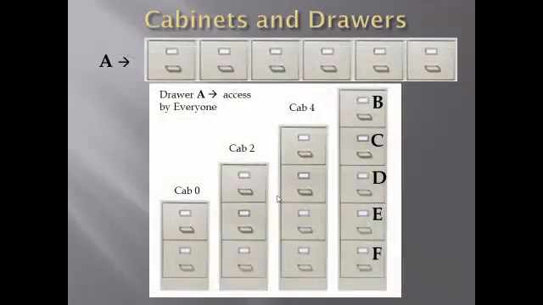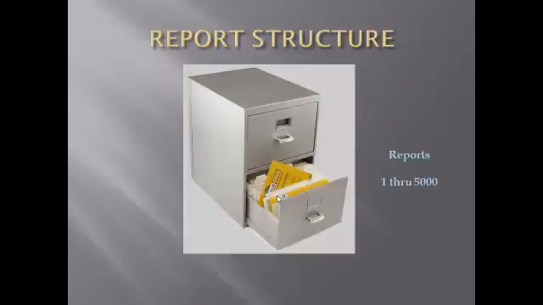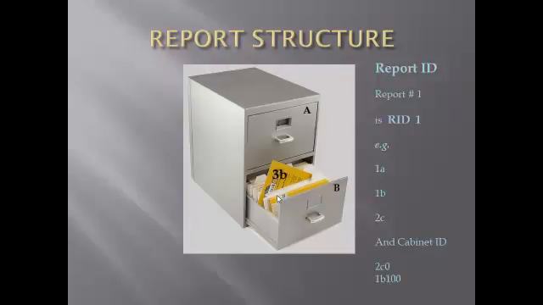All cabinets had access to drawer A, where many times the manual or instructions or examples were kept for everybody to be able to access them. This is a pretty straightforward report structure. You pull open a drawer, which can contain up to 5,000 reports. You pull out a folder, which is your individual report or report ID, which is referenced as RID, RID 1A, RID 1B, 2C, etc. But you can also label them with a name, so it's much easier to come back and find at a later date.